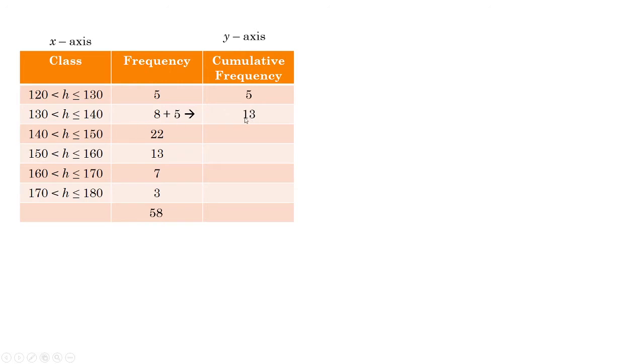So this means, this 13 right here, what it means is there were 13 people that were between 120 and 140. Do you see? So like, for example, there are 58 total frequencies. There are 58 people measured. That means 58 people were 180 centimeters or shorter. That's what this means right here.